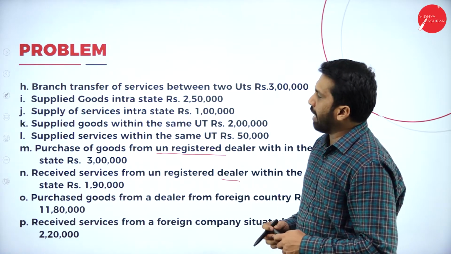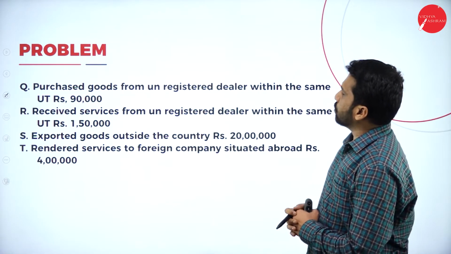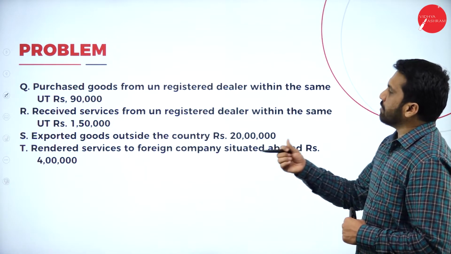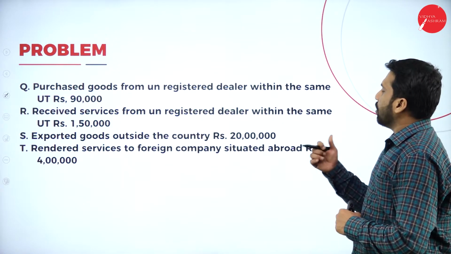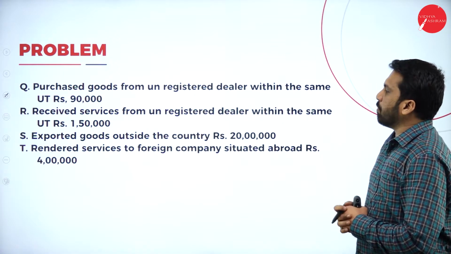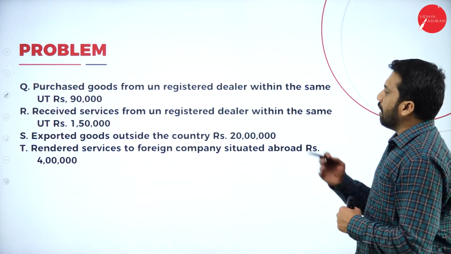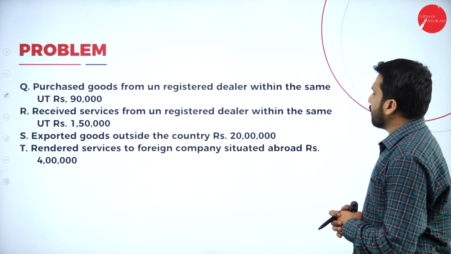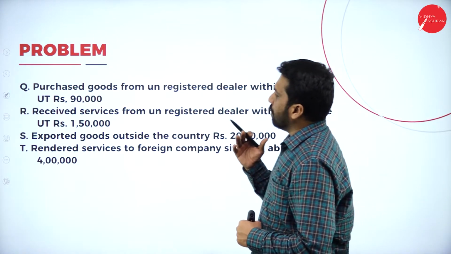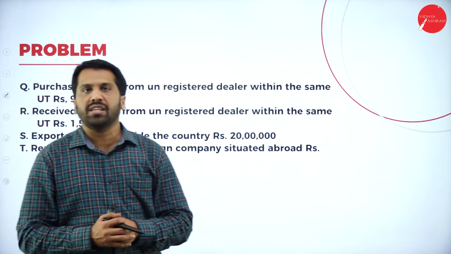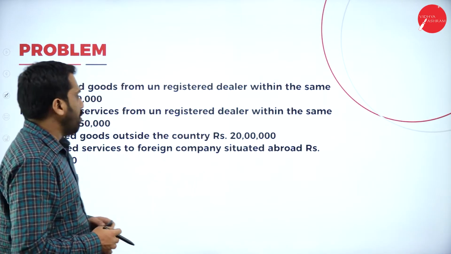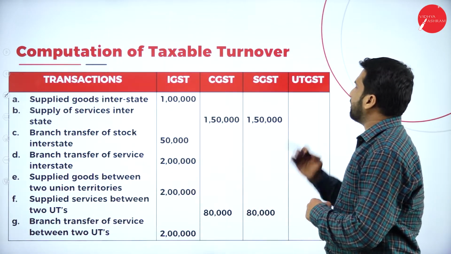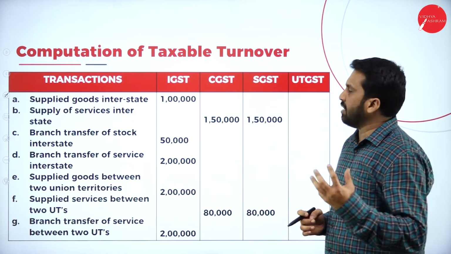These are the information we have. Still we have purchase of goods from unregistered dealer within the same union territory. Received services from unregistered dealer within the same UT. Exported goods, it is zero rated, outside the country. Rendered services to foreign company situated abroad. So these are the informations we have. Now, we'll go one by one. Transaction: IGST, CGST, SGST, and we have UTGST.